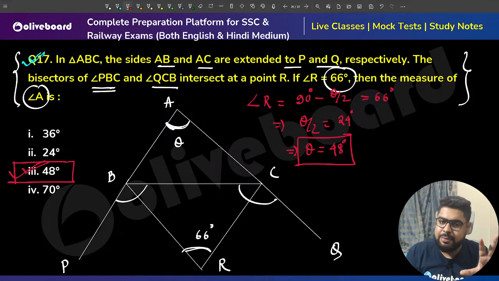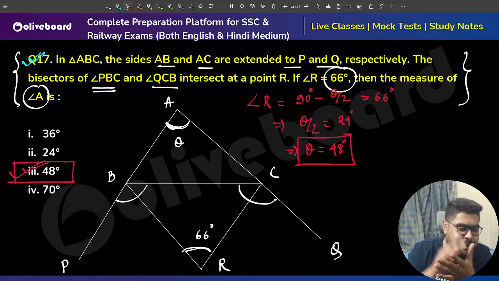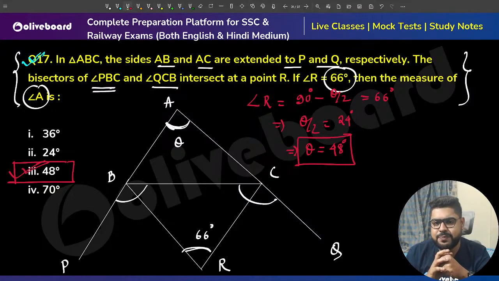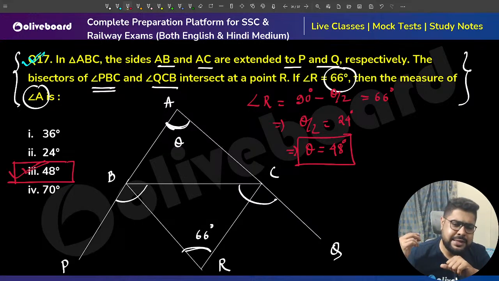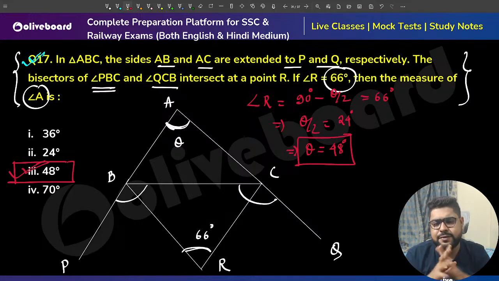So again, just a quick revision. If it is inside, it is 90 plus theta by 2. If it is outside, it is 90 minus theta by 2. That much only you need to do. A very, very important concept. You will see every year you will get at least a couple of questions from this particular concept.